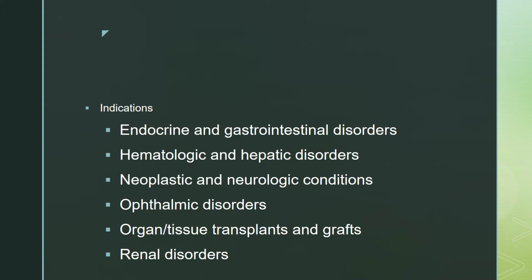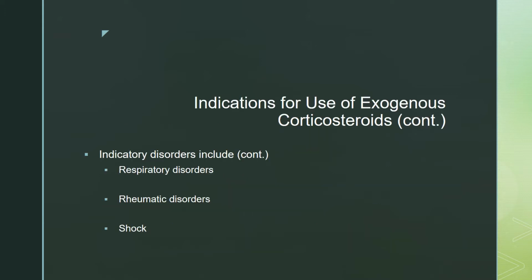It's used for ophthalmic disorders. It can be used for organ tissue transplants and for renal disorders as well. Respiratory disorders such as asthma and rhinitis, it helps decrease secretion and inflammation. So lots of different respiratory disorders. Rheumatic disorders are like arthritis or bursitis, and shock. Only for shock involving adrenocortical insufficiency; the adrenal crisis is when you'll see that used.